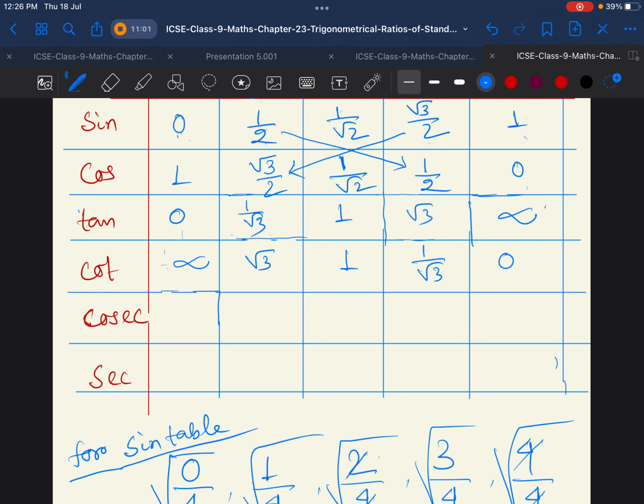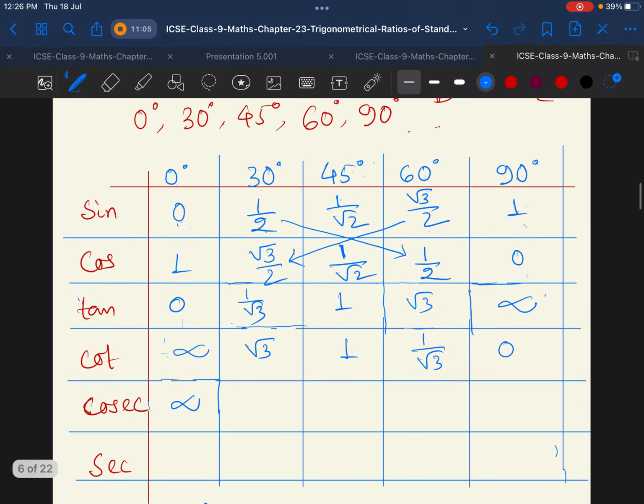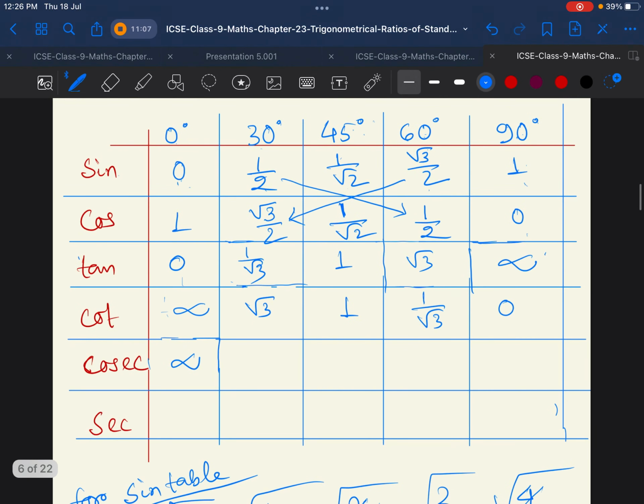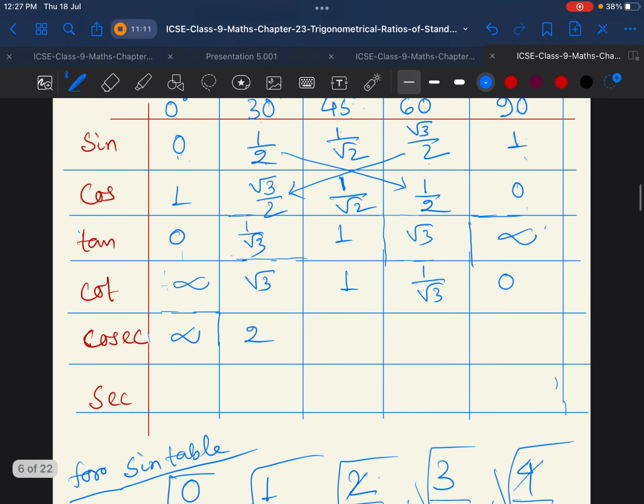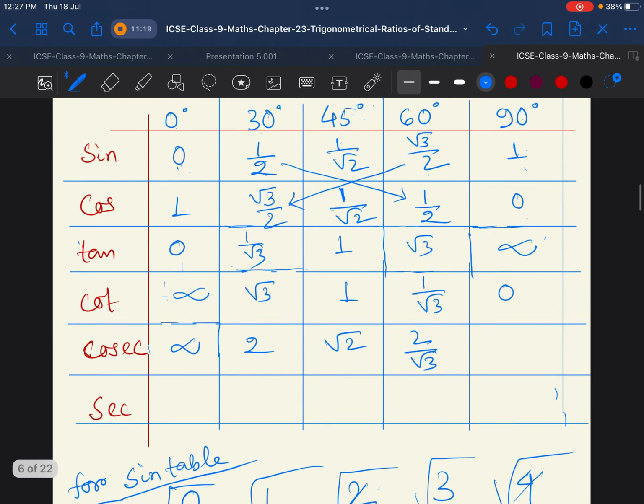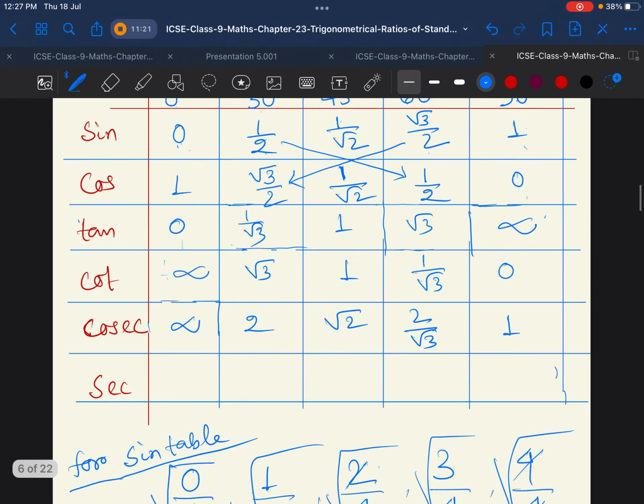Cosec 0 is infinite. Now cosec 30 is the reciprocal of sin 30, so this will be 2. Cosec 45 is root 2. Cosec 60 is 2 by root 3, and cosec 90 will be 1.